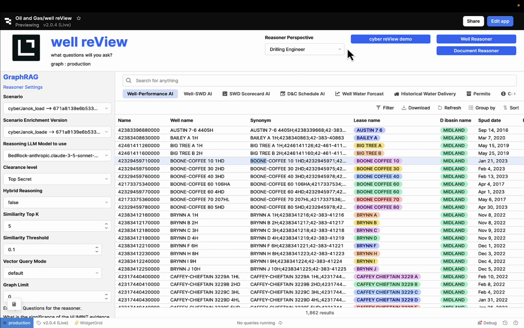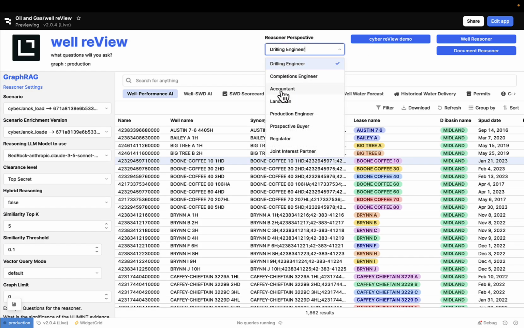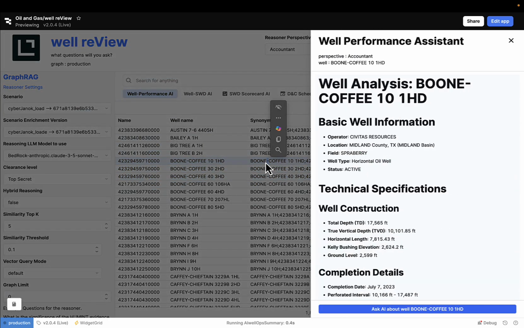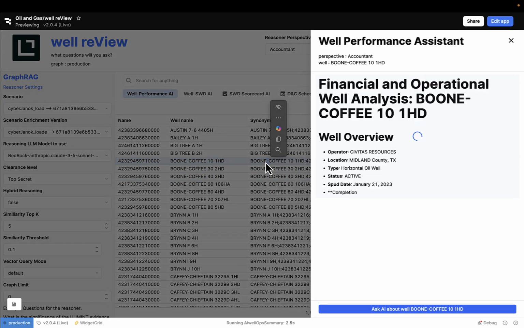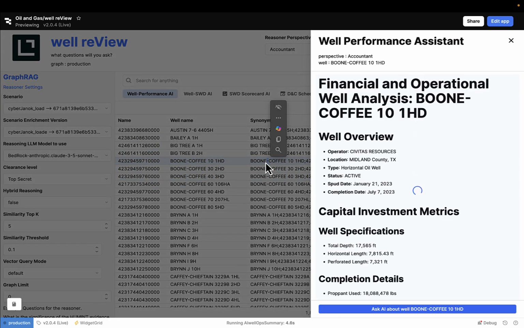Let's try that exact same well. We're going to switch it to an accountant and double click on it. It'll take about 30 seconds to run all of it. Oh, that was a bit faster. But this is just from an accounting perspective.